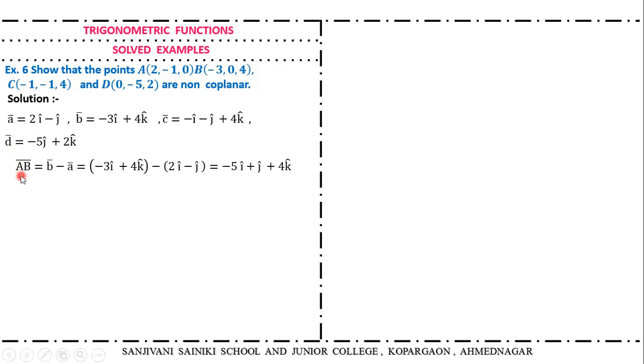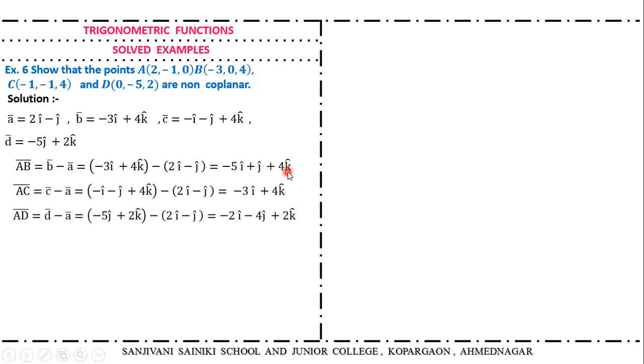We will find AB bar. How to find AB bar? The position vector of the second point minus the position vector of the first point. So B bar minus A bar. Now put those values in this equation and solve. You get minus 5i cap plus j cap plus 4k cap. Similarly, you find AC bar and AD bar. As 4 points are given, we have converted them into 3 vectors: AB bar, AC bar and AD bar.